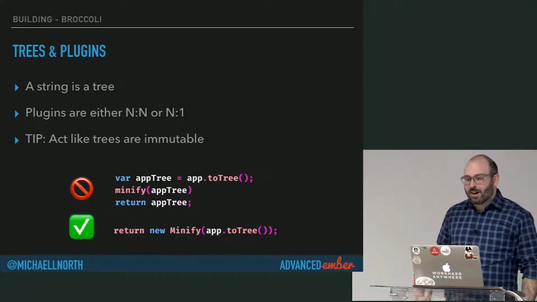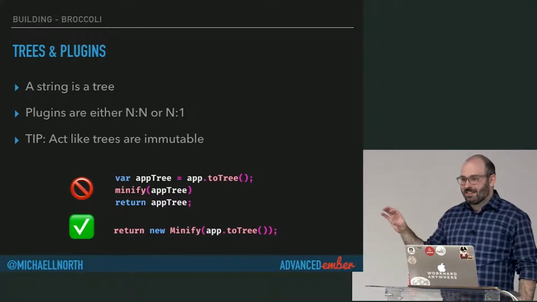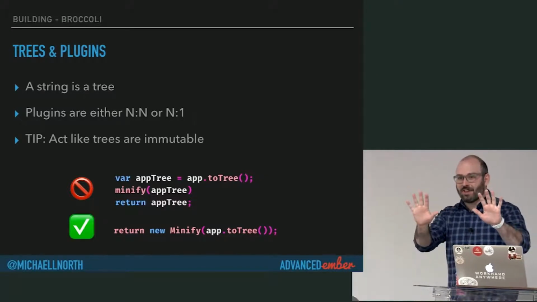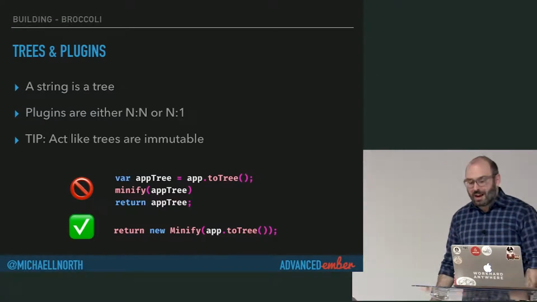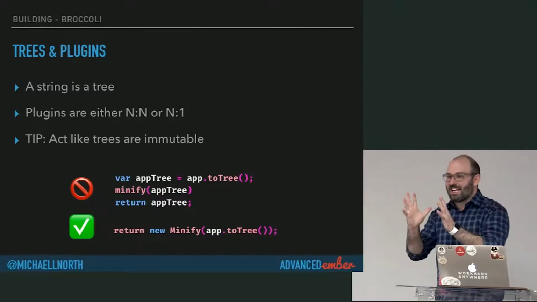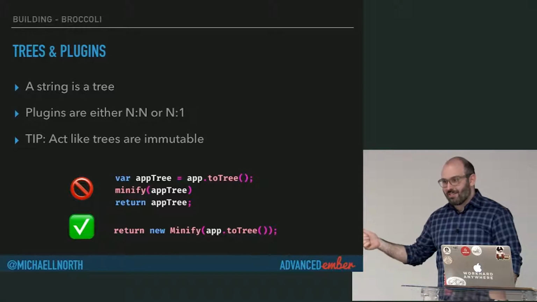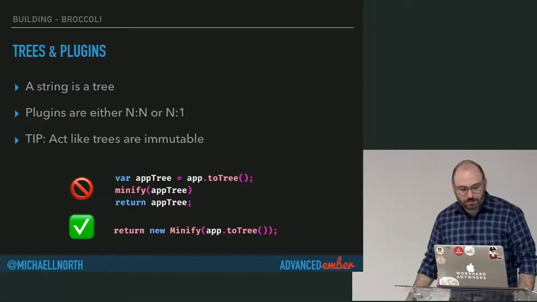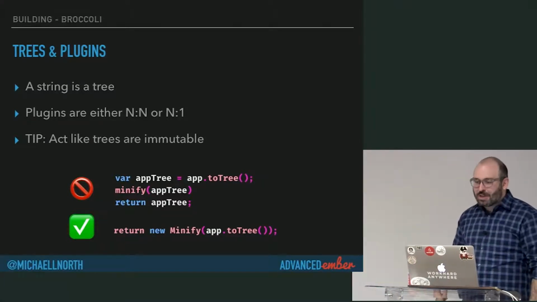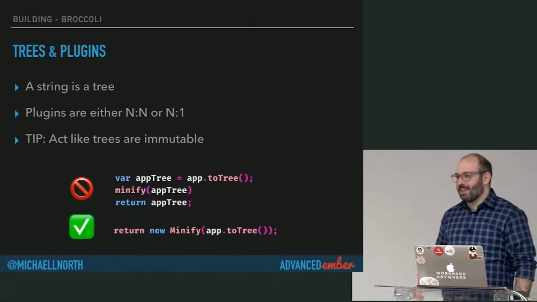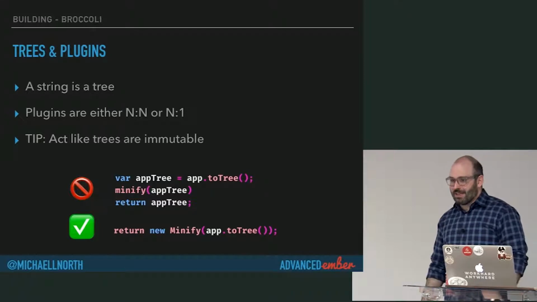So all plugins are either one-to-one, meaning for 5 Sass files, it'll create 5 equivalent CSS files, or they're many-to-one, which would be concatenating all of that together. So you either get the same number of things out, or you get one thing out. And you want to make sure you think of trees and these plugins as if you're working with immutable data structures.